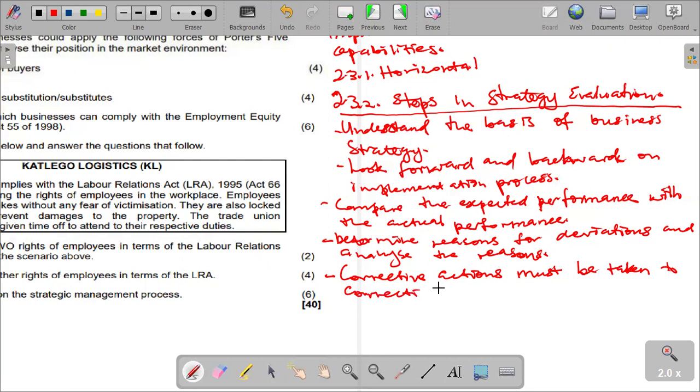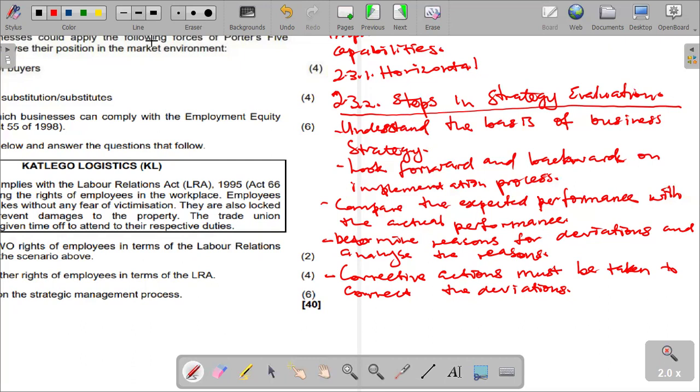Corrective actions must be taken to correct the deviations that have been picked up in the systems. In order to ensure that the changes are taken into account, corrective action must be taken, and then work on those deviations that might be identified.